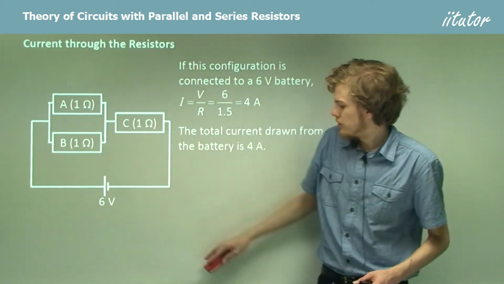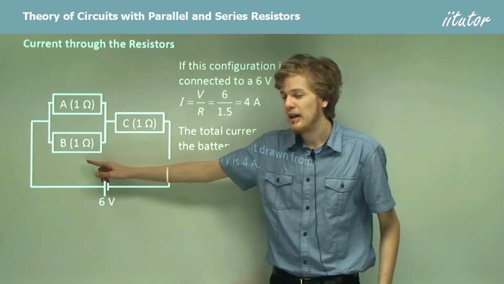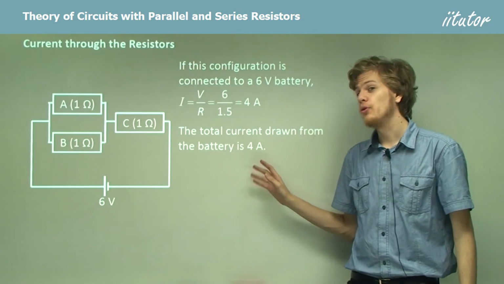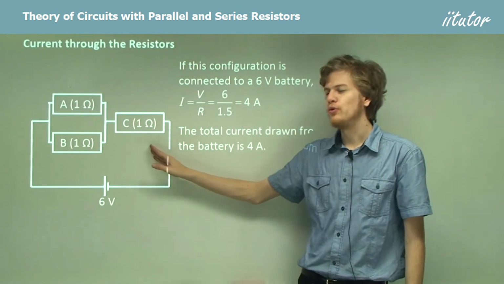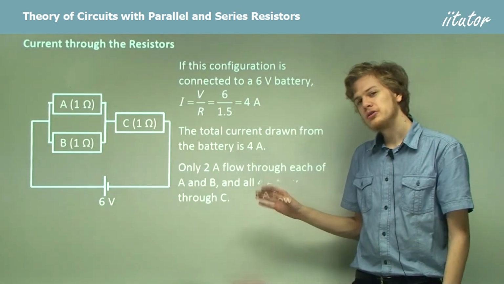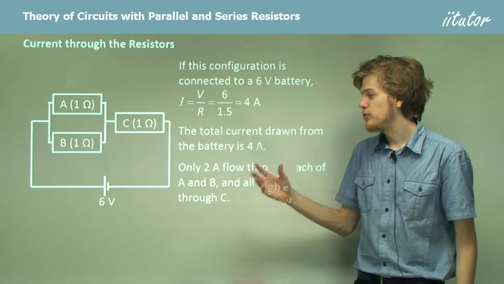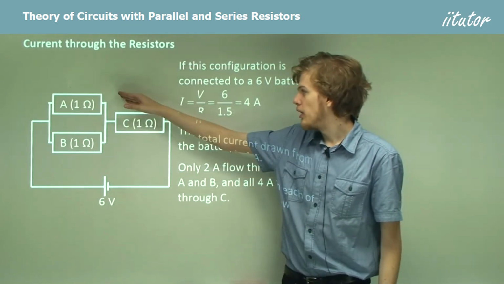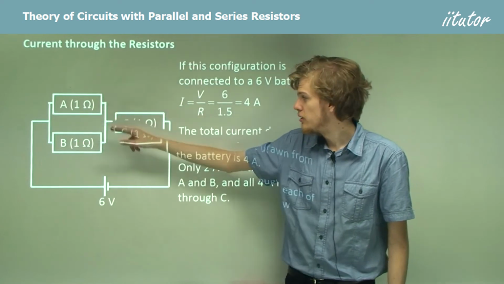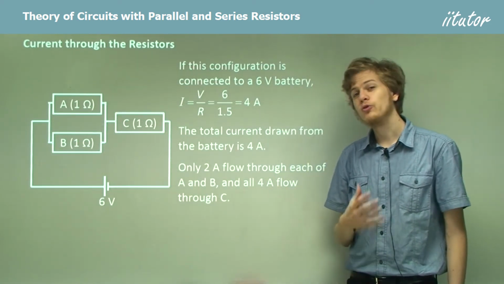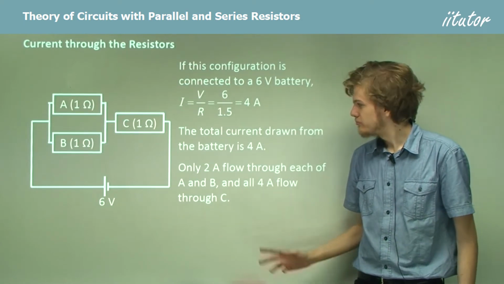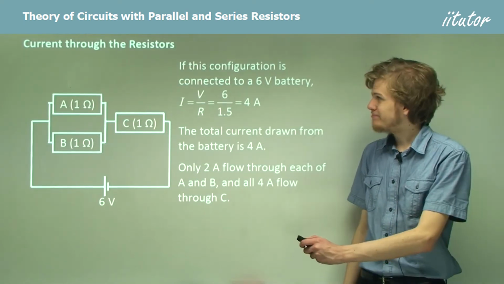Now, if we treat the pair of resistors on the left, A and B, as a single resistor, then there'll be 4 amps flowing through that resistor and 4 amps flowing through C. But let's look more closely at A and B. Because the current has to split up when it goes through A and B, it'll split up in equal parts, same resistances, and so 2 amps pass through A, 2 amps pass through B, and all 4 amps pass through C. Makes sense, right? Everything's all worked out.